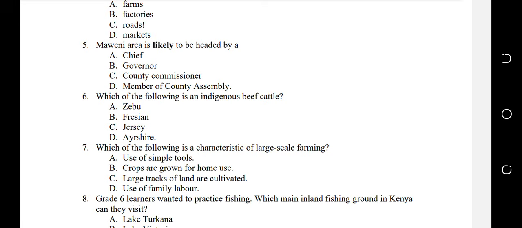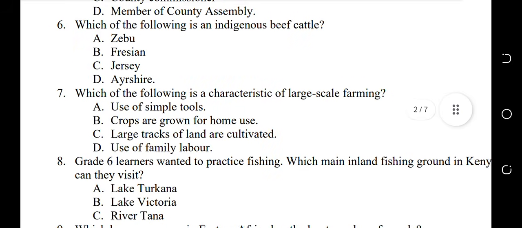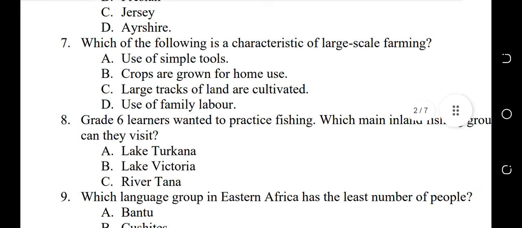Number 6. Which of the following is an indigenous beef cattle? Now we have run away from the map work. We have now gotten to the social studies part. Indigenous means it was not brought; it has been here, and this is Zebu. Friesian, Jersey, and Ayrshire were brought here. They are crossbreeds, which were brought. So that's choice A.